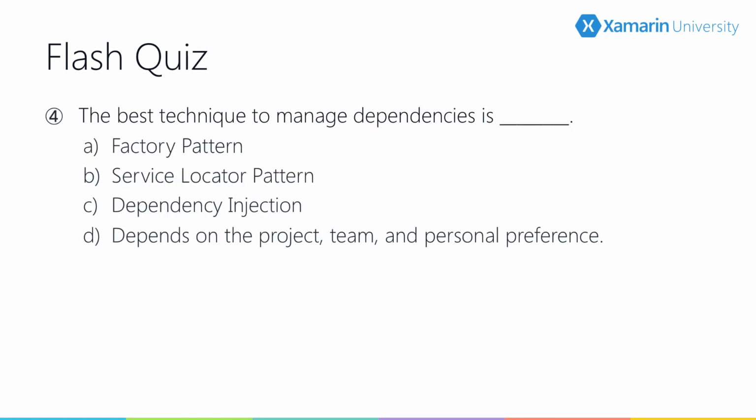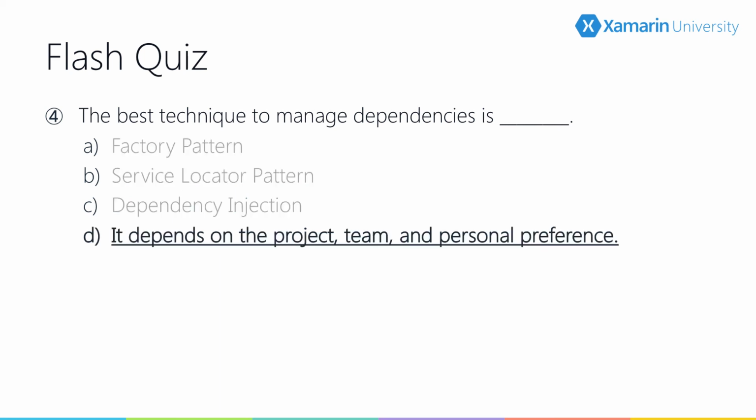Number 4, and this is our last question. What is the best technique to manage dependencies? Is it A, using the factory pattern, or B, maybe using the service locator pattern, or is it C, dependency injection, or is it D, something that depends on the project, the team, and personal preference? And I guess any answer would be correct here. In our opinion, it's D. It depends on the project, team, and personal preference.